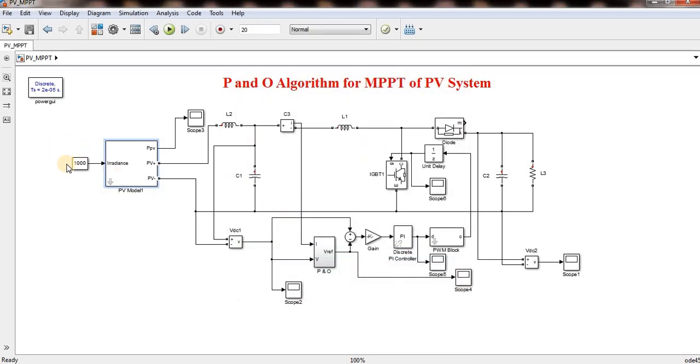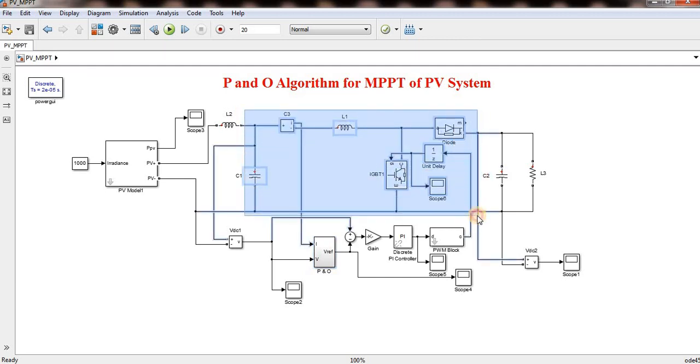I am operating at 1000 irradiance, so maximum irradiance, and this is my P&O algorithm. This P&O algorithm will give the V reference, at what level of voltage I should operate my PV panel. This is the more important thing.